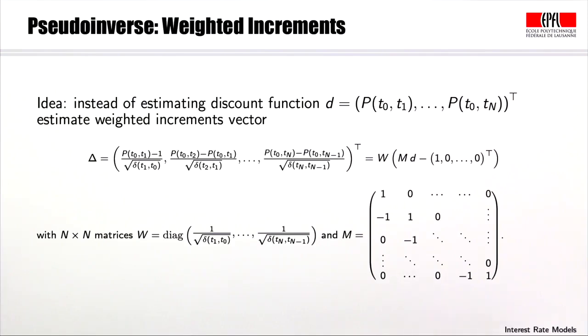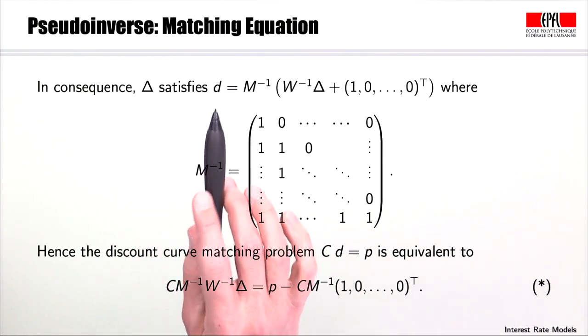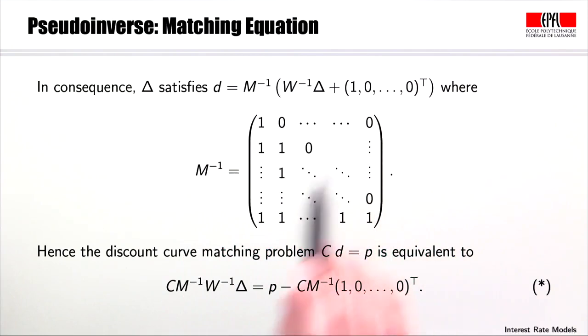We can write this in matrix form as the product of a weighting matrix W times M applied to D minus the first basis vector. The weighting matrix W is the diagonal matrix with these entries on the diagonal, and M is this matrix as shown here. There is in fact a one-to-one relation between this vector of weighted increments delta and the original discount curve D, as shown here, where the inverse of M can be explicitly computed as shown here.